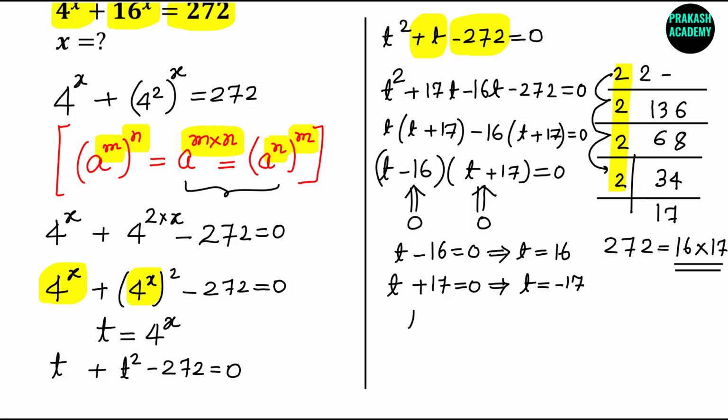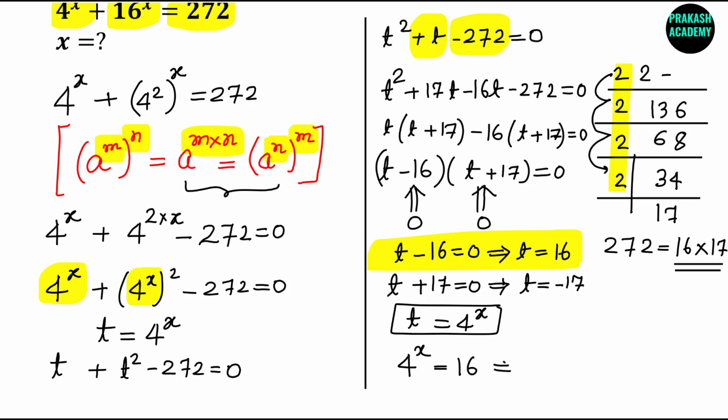Now t is what? t is 4 raised to the power x, which is what we have assumed. So this means 4 raised to the power x is equal to 16. If I consider the first solution, then from here I can say 4 raised to the power x is equal to 4 raised to the power 2, because 16 can be written as 4 raised to the power 2. So x is equal to 2 is one solution.